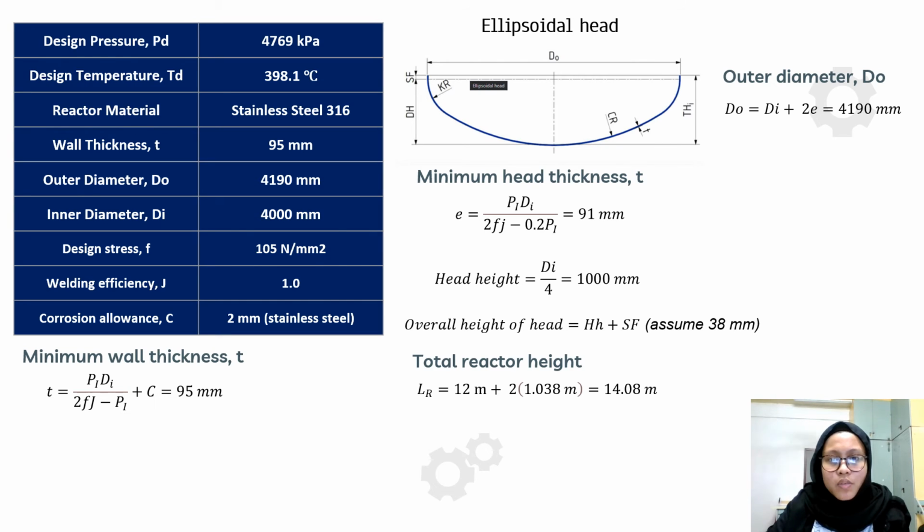Welding efficiency is 1 as it is considered seamless, which means there is almost no gap between the weld and the joint. Corrosion allowance is 2 mm since stainless steel is used. Based on the formula, minimum head thickness that I get is 91 millimeter. This value is later used to know the outer diameter of reactor, which is 4190 millimeter. Assuming straight flange is 38 millimeter for ellipsoidal, we can get the reactor height including the head, which is 14.08 meter.